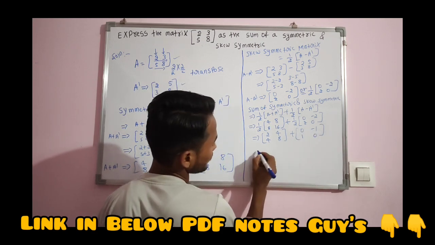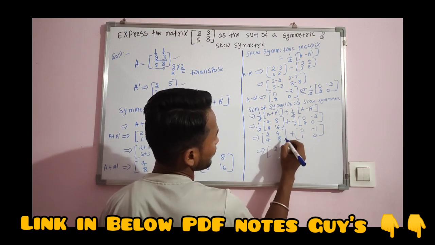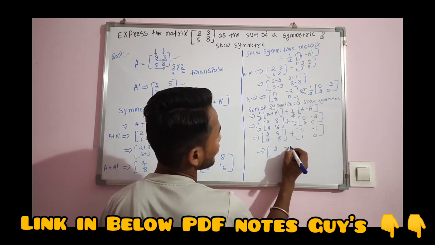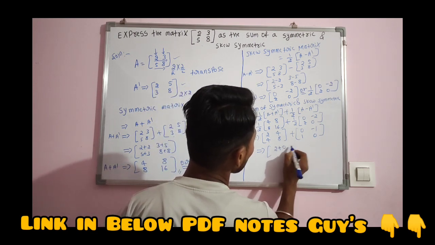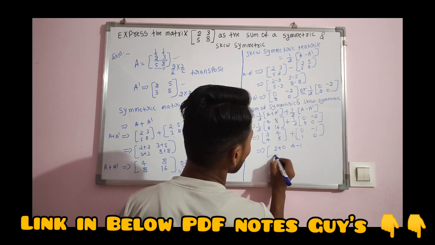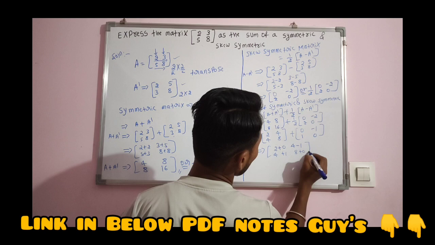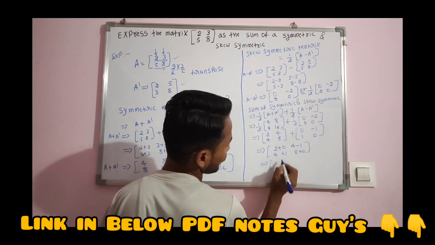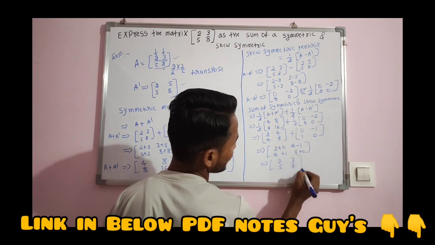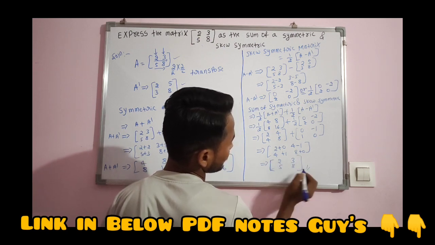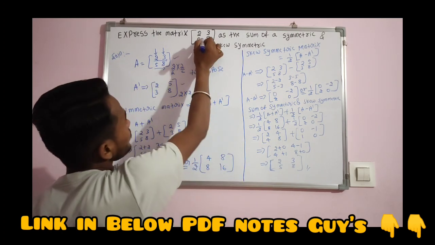So adding these, the sum: 2 plus 0 equal to 2, 4 minus 1 equal to 3, 4 plus 1 equal to 5, 8 plus 0 equal to 8. So the result is 2, 3, 5, 8. This is the result, and this is the same as the previous matrix A, 2, 3, 5, 8.